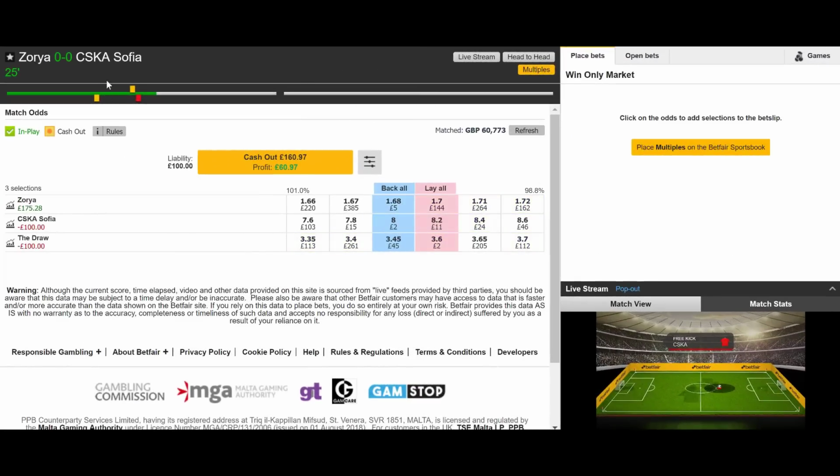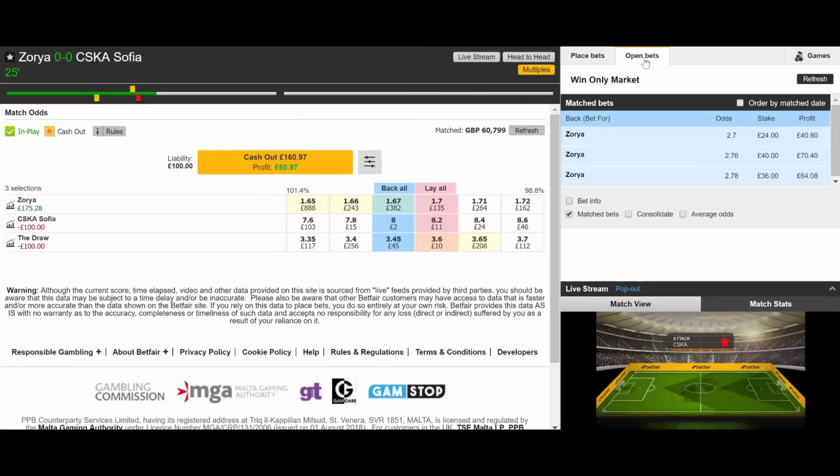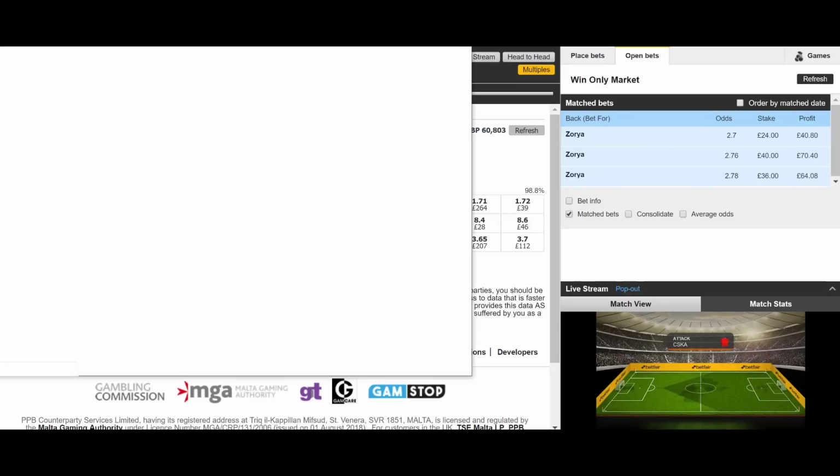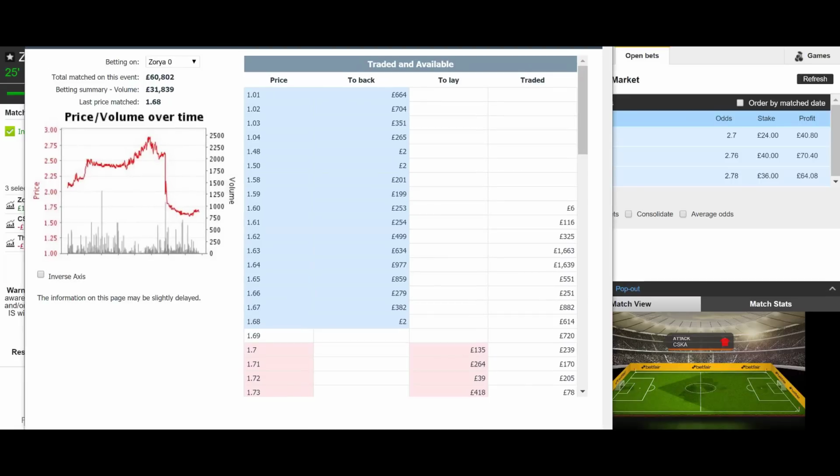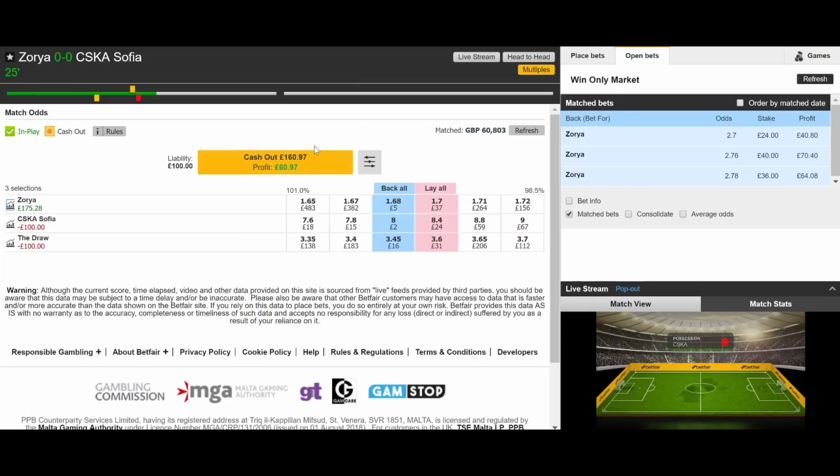So in this match, Zaraya against CSK Sofia, we backed Zaraya at around 2.7, okay? Now, what's happened here is there's been a red card to the away team, and the price on Zaraya has steamed in dramatically, okay? So it's steamed in pretty nicely. Now, we can see the cash out amount is currently offering us around £60, okay, if we wanted to just cash out as it is.